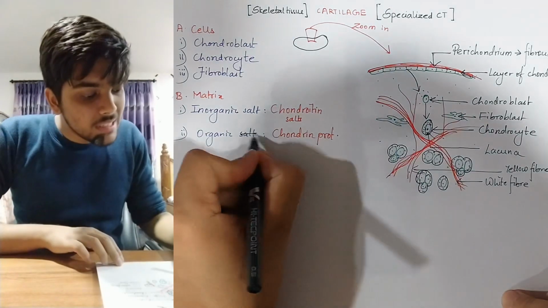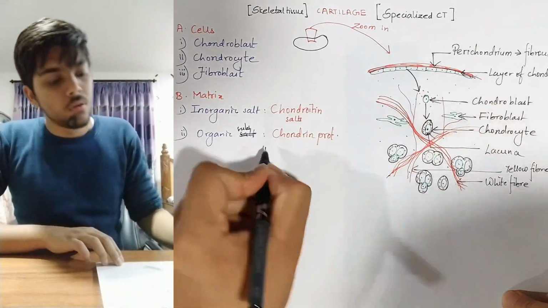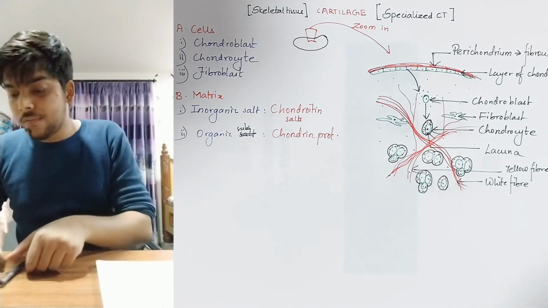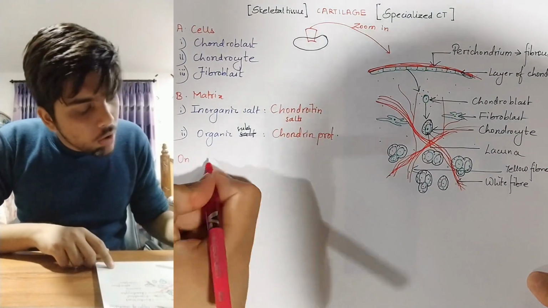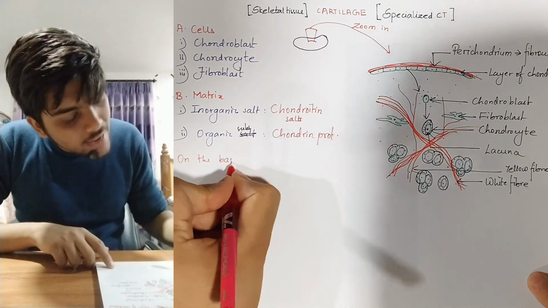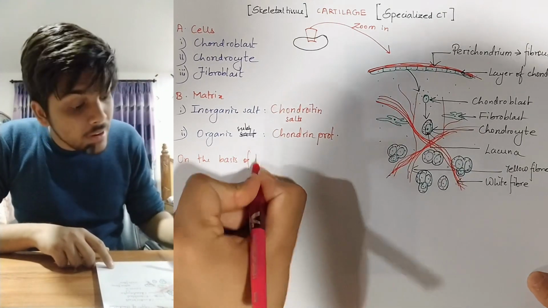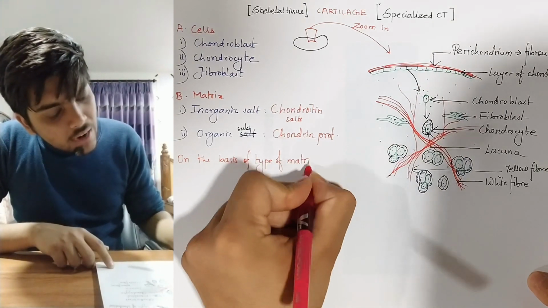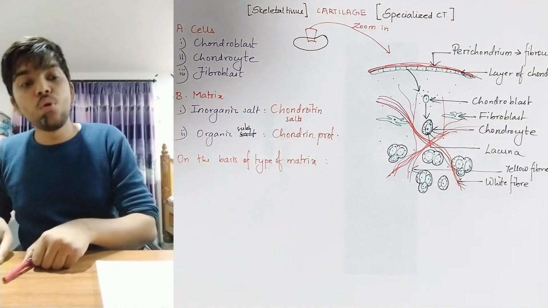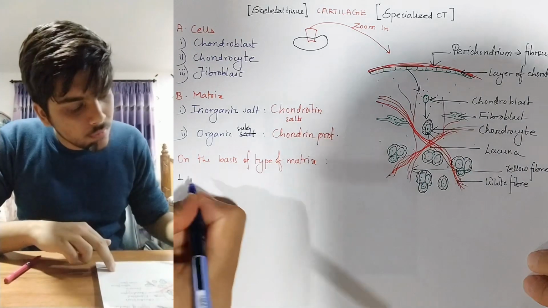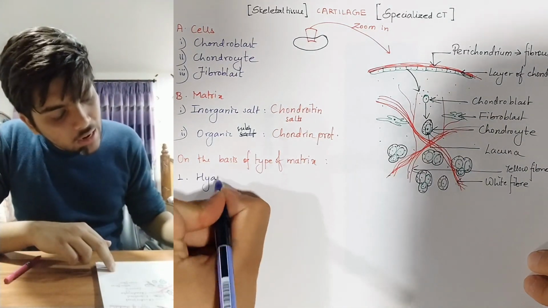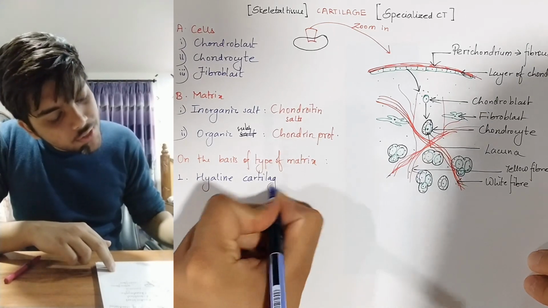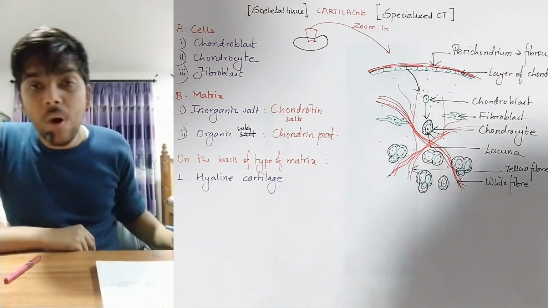which consists of inorganic salt, chondroitin salt, and organic substance, chondrin protein. Okay, so on the basis of type of matrix, cartilage can majorly be classified into 4 types. First is hyaline cartilage. In hyaline cartilage, there is presence of white fibers.